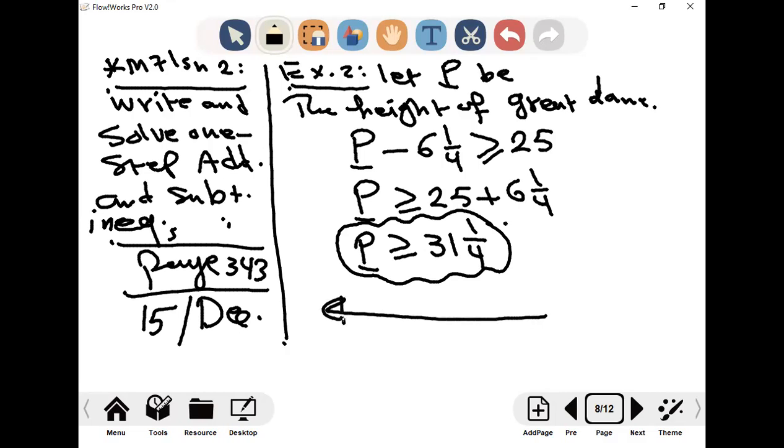The solution here is 31 and 1/4, right? Close circle. Done. This is example 2. Yalla, finish copying.